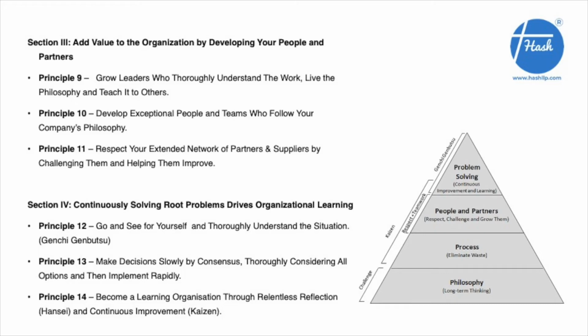Go and see for yourself, that is go to the Gemba and understand the situation, that is called Genchi Gembutsu. And principle 13 is make decisions slowly by consensus, thoroughly considering all the options, and then finally implementing fast, right? And the 14th point is become a learning organization. It's a continuous process through internal reflection, that's called Hansei. And continuous improvement, we all know that word called Kaizen, right? So these are the 14 points and 4 basic principles which are mentioned in the book called the Toyota Way.